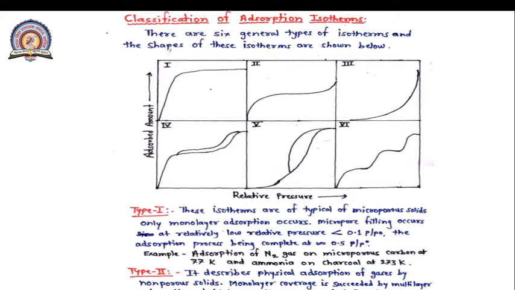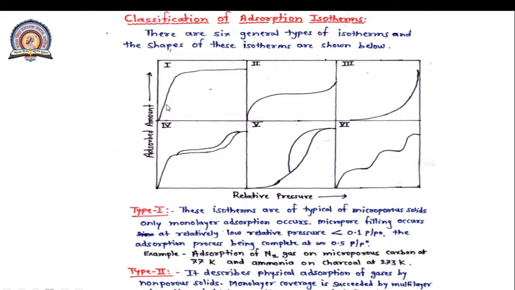There are 6 general types of isotherms, and the shapes of these isotherms are shown in the figure. Here we plot the adsorbed amount versus relative pressure, that is P divided by P0. This is relative pressure. The first one is type 1, the adsorbed amount versus relative pressure.